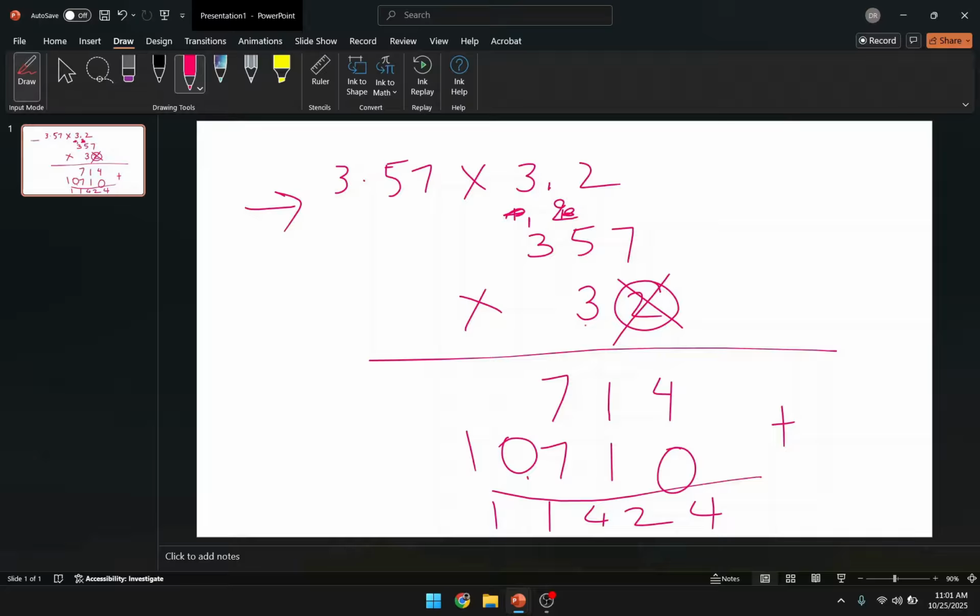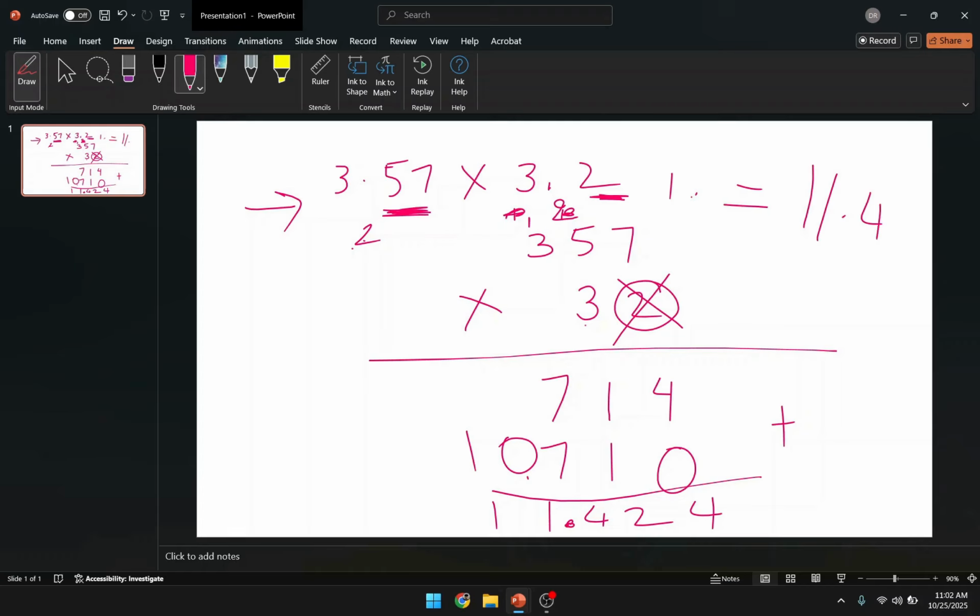Look at this one. After the decimal, you have 2 digits to take care of. After the decimal, you have 1 digit to take care of. You have 2 here, you have 1 here. Total, you have 3. You have to take care of 3 digits. So start from the right, go back 3 digits: 1, 2, 3. Put a dot there. And that's your final answer.